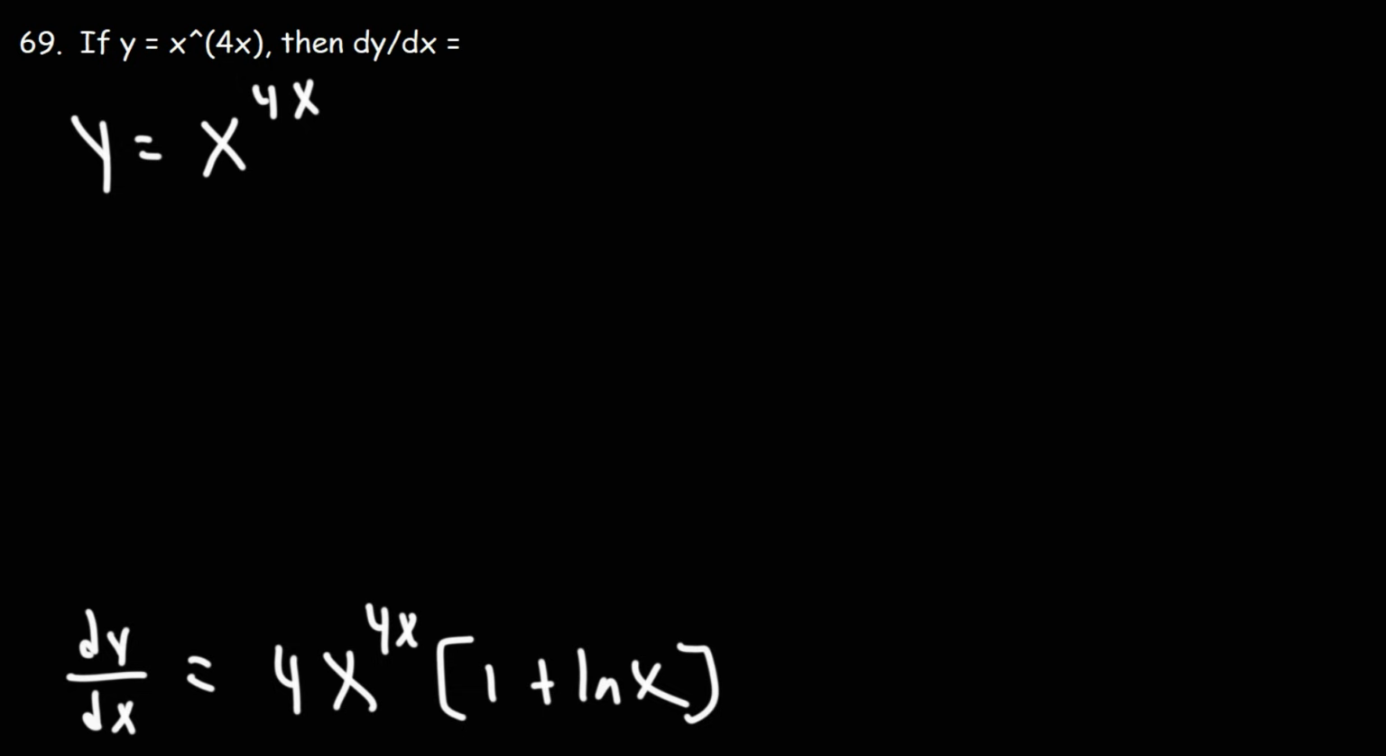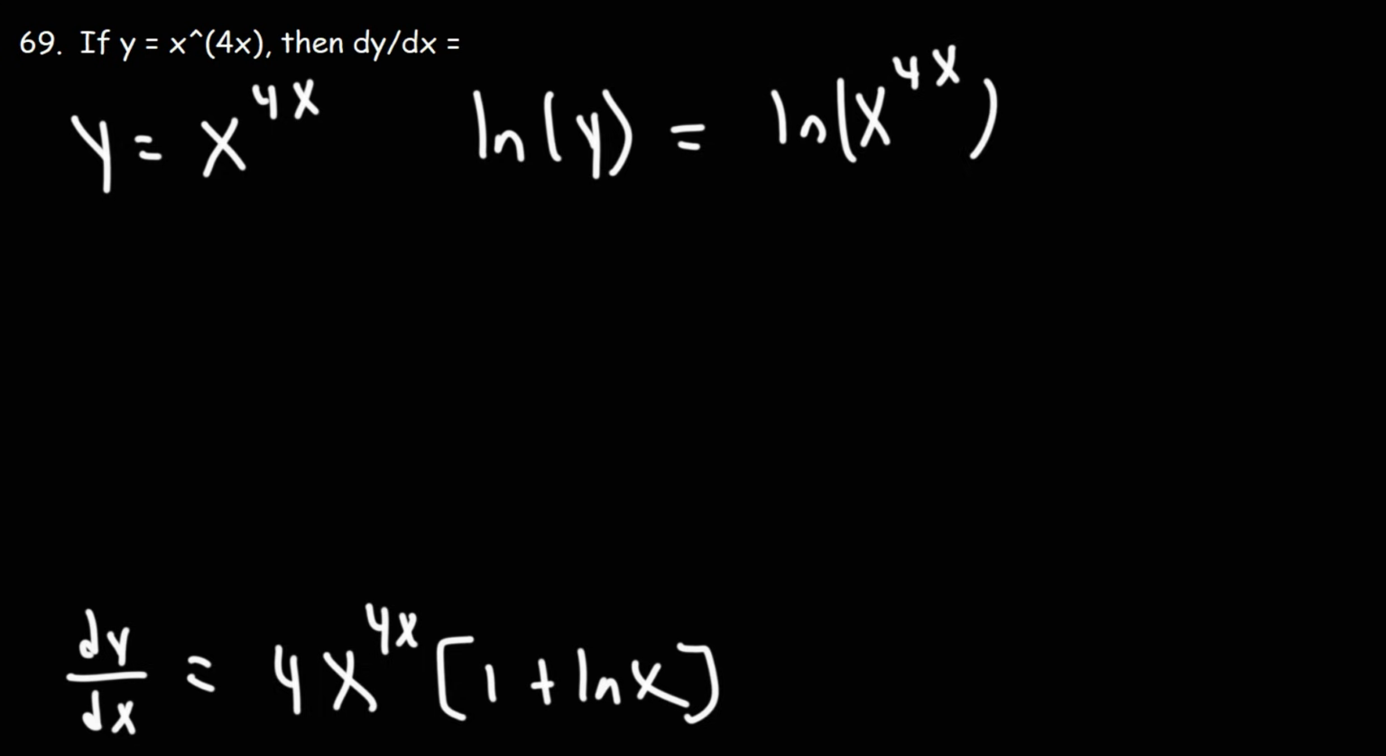So to show your work, here's what you can do. First, take the natural log of both sides. So on the left, we'll have ln y. On the right, we have ln x raised to the 4x. And then use the properties of logs that we talked about in the previous problems. One property of logs allows you to take the exponent and move it to the front. So we have ln y is equal to 4x times ln x.